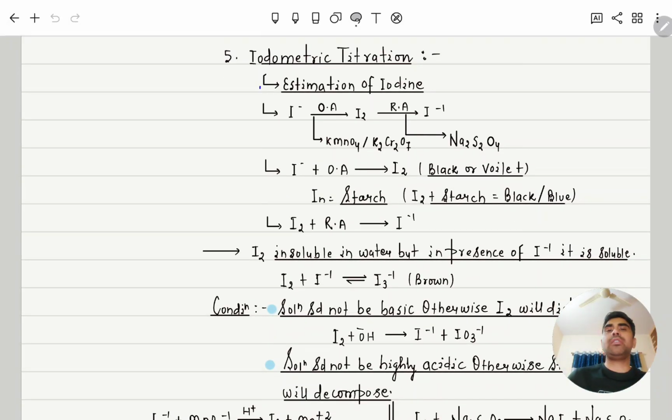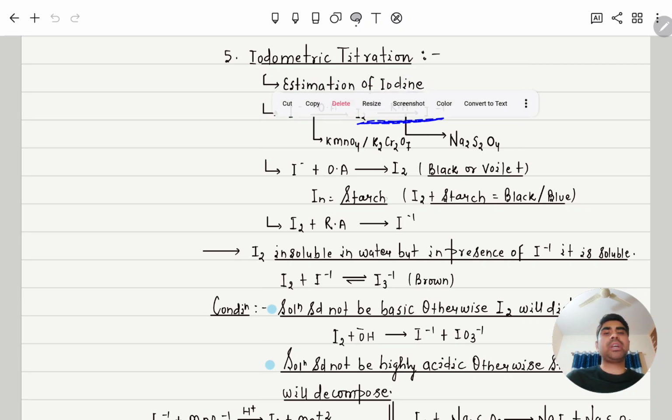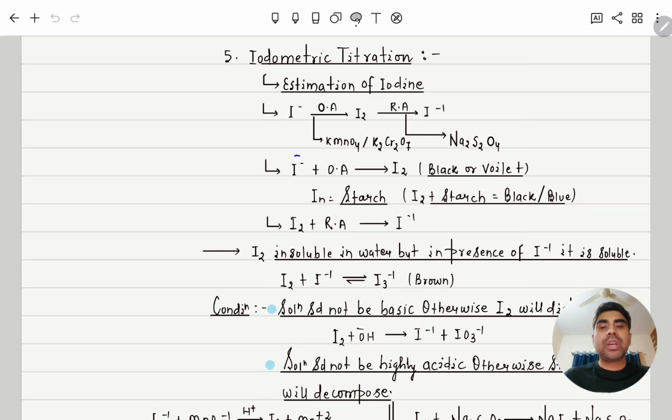Now the last titration, that is iodometric and iodimetric titration. Generally it is used for estimation of iodine. In that, first I minus will be oxidized into I2 by using an oxidizing agent such as KMnO4 or K2Cr2O7, and then I2 will be reduced back to I minus by using hypo solution, a reducing agent. So this is called iodometric titration and this is called iodimetric titration. If I minus reacts with an oxidizing agent, it forms I2, whose color is black or violet.